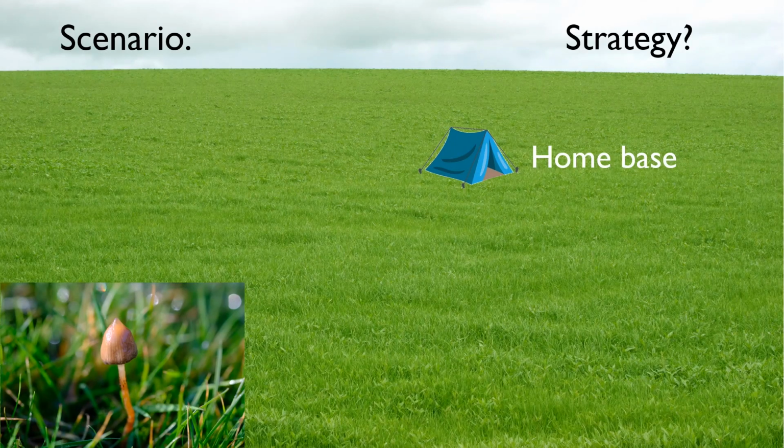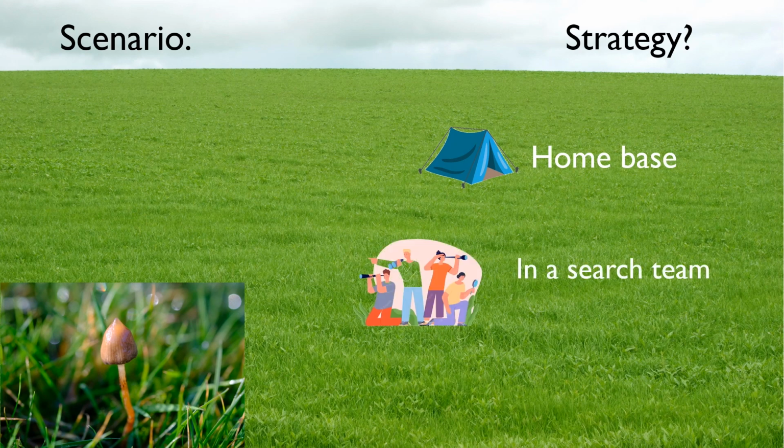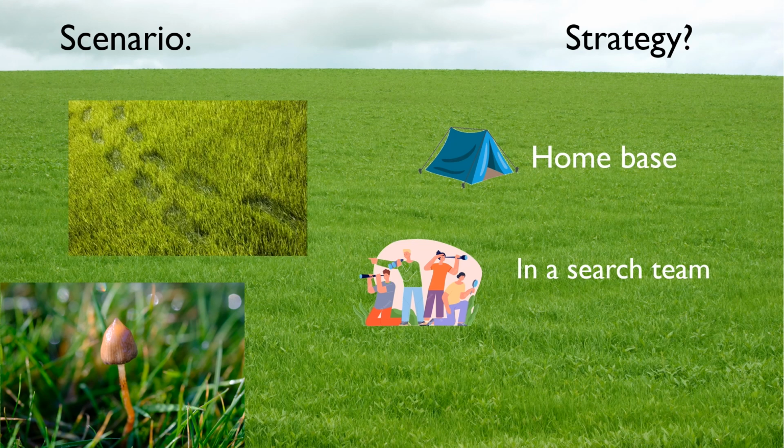Now lastly, how would that strategy of yours change if you were in a search team with which you have to coordinate? Maybe you would avoid the footprints of your teammates because you know they have already picked all the mushrooms there. And previous work has shown that ants cover an area more evenly when they are walking on the chemical footprints of their nestmates. So that means that they also must coordinate somehow.